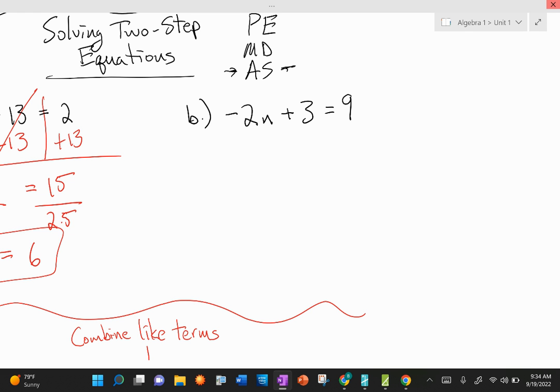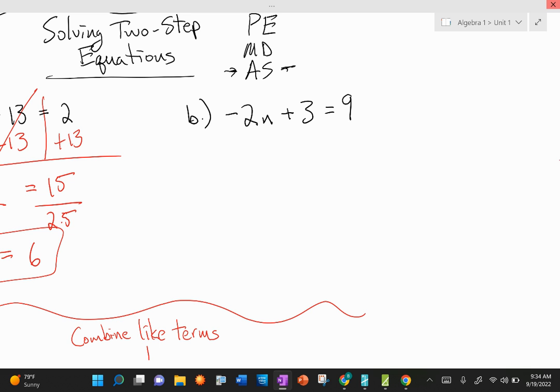Okay. Don't answer this out loud. I would like for you to answer in your head first. What 2 operations are being done to the variable? Now, which one do we need to undo first? Those are the 2 questions you need to be able to answer for yourself. So now answer, which one do we need to do first? Yeah, we need to undo the addition.